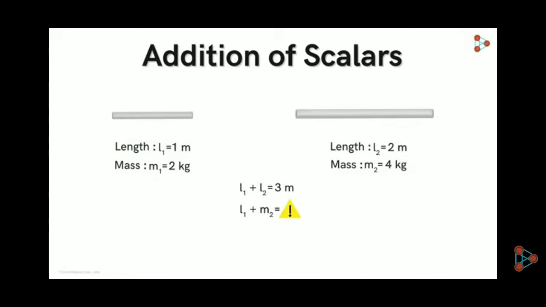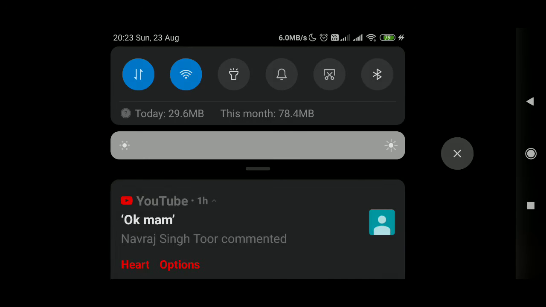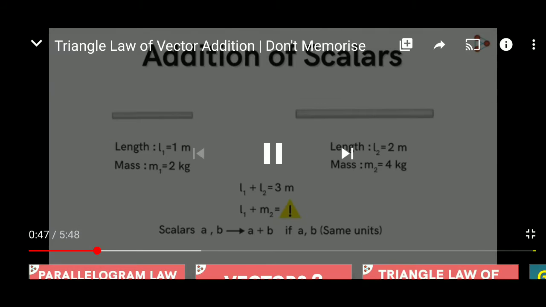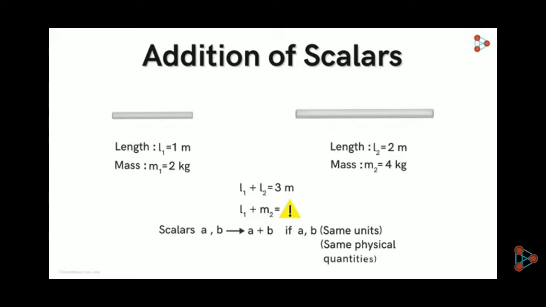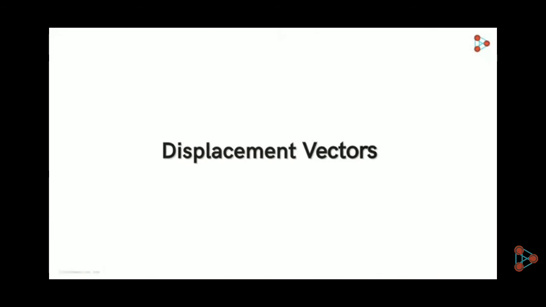No, right? We know that to add two scalars, they should have the same unit. That is, they should represent the same physical quantity. We can add length with another length only and mass with another mass only, but not a length with a mass. Similarly, to understand what does the addition of two vectors mean, we will have to look at the vector quantity they represent. Let's consider displacement vectors.